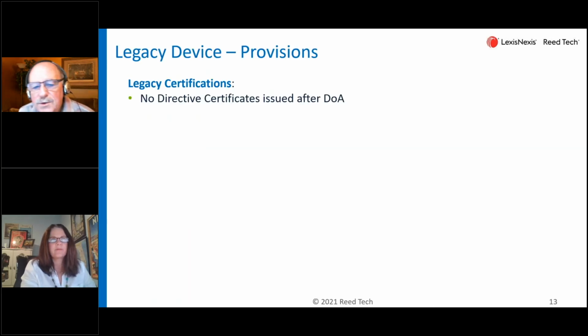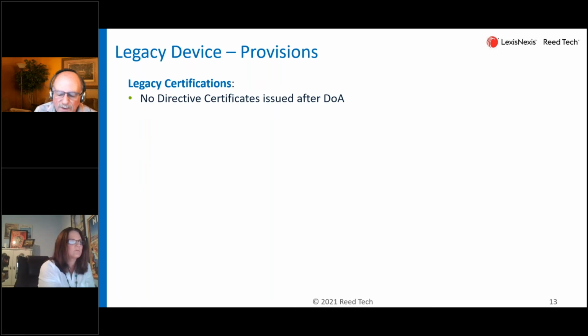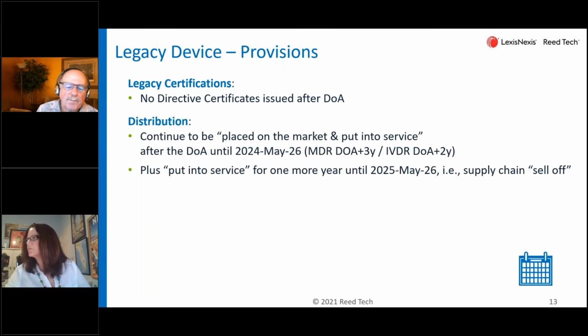Yeah, okay, very good. So one of the stipulations in provision inside the MDR is really not a provision, but a statement that makes it clear that directive certificates can no longer be issued after the date of application. So this happened a couple months ago for medical devices. Still a little bit out there for the IVDs, but that's very clear. So there's no ability to renew your old directive medical device certificate. So, but there are some benefits, and we already touched on the first one here.